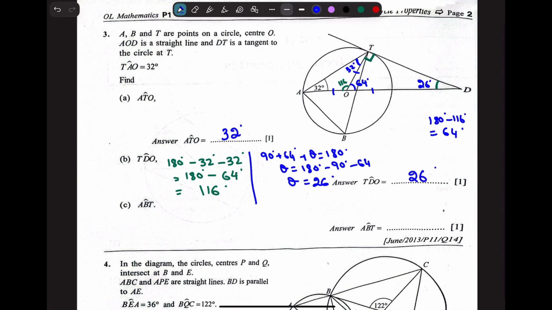Okay, last they want us to find angle ABT. ABT. Okay, so let's mark it with red. Okay, now let's see. How can we find angle ABT?